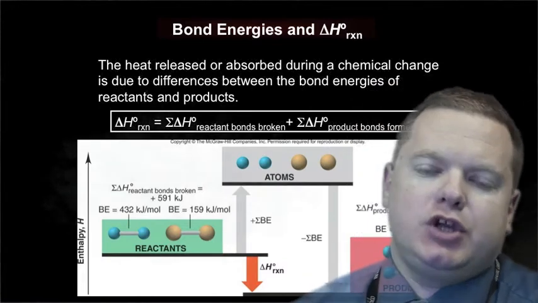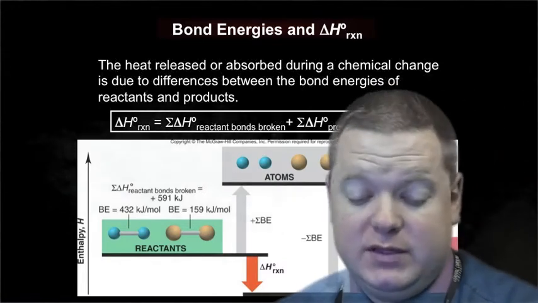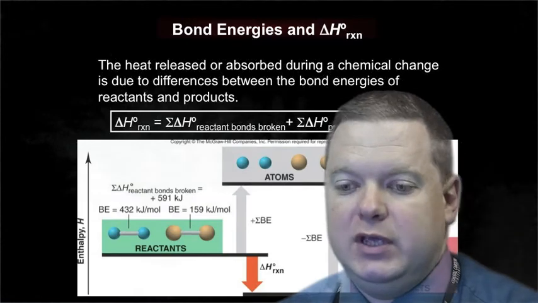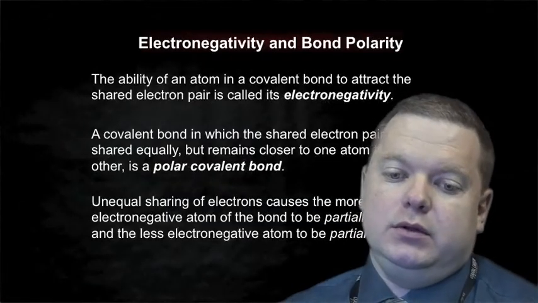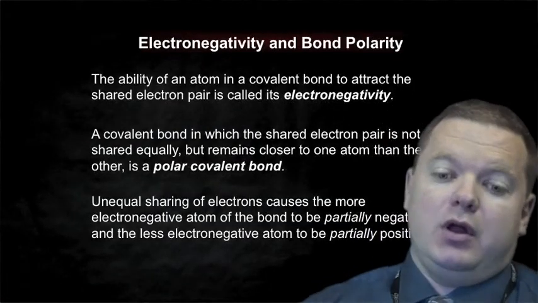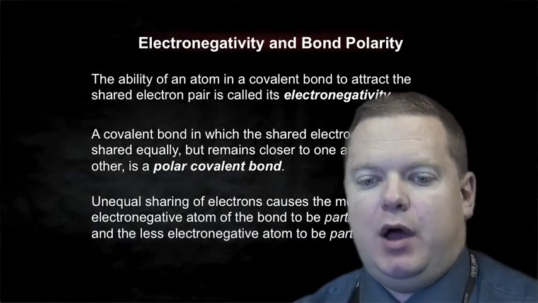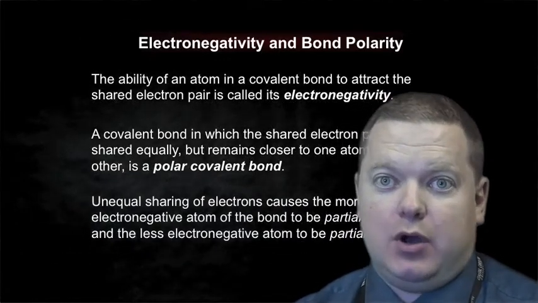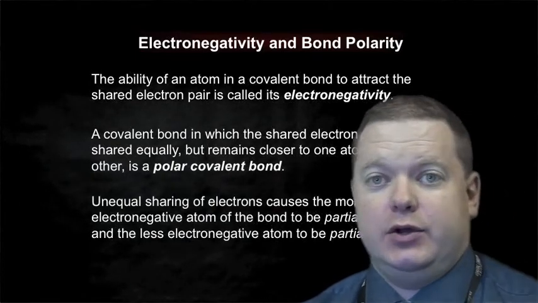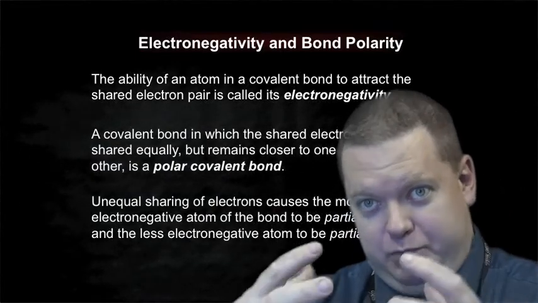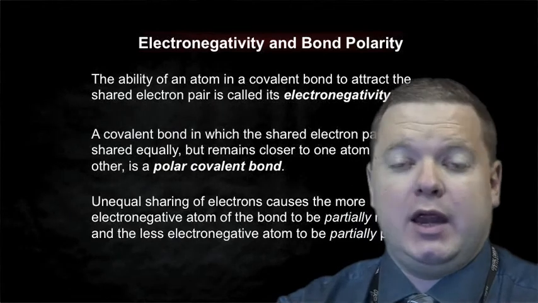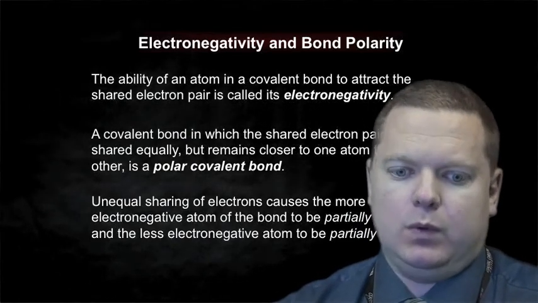So we're talking about sharing, and we know that most things, and atoms included, don't share things evenly, right? So we have this property called electronegativity. It's the ability of an atom within a covalent bond to attract those electrons towards it. That's the electronegativity. So the ability to pull those electrons that it's sharing towards itself.